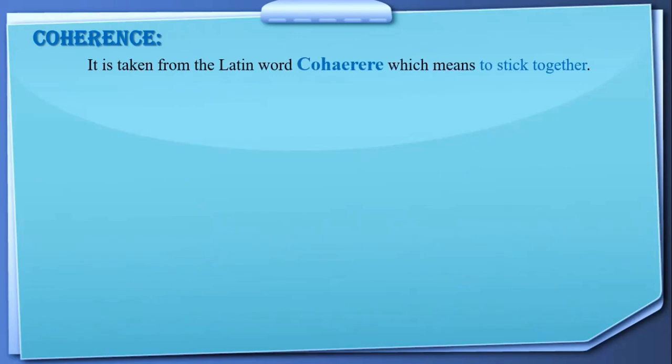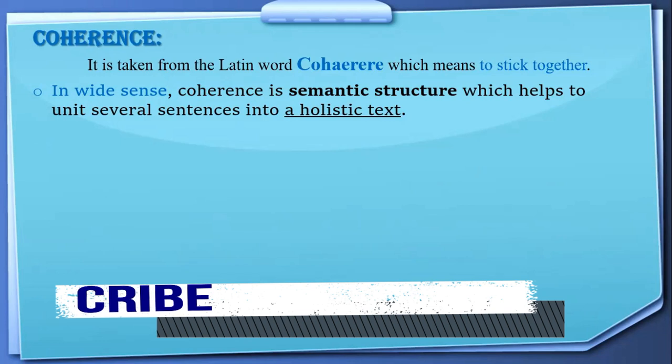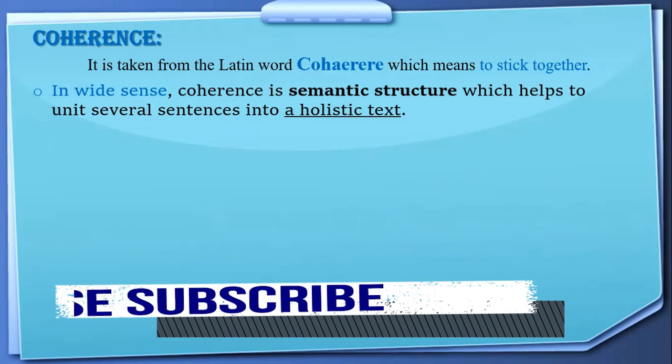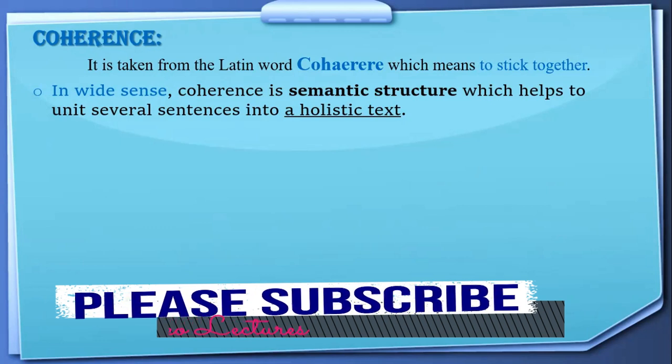Here we are going to talk about coherence. It is taken from the Latin word cohere, which means to stick together. In a wide sense, coherence is semantic structure which helps to unite several sentences into a holistic text. Holistic text means considering it as a whole. So in a wide sense, coherence is concerned with semantic structure.